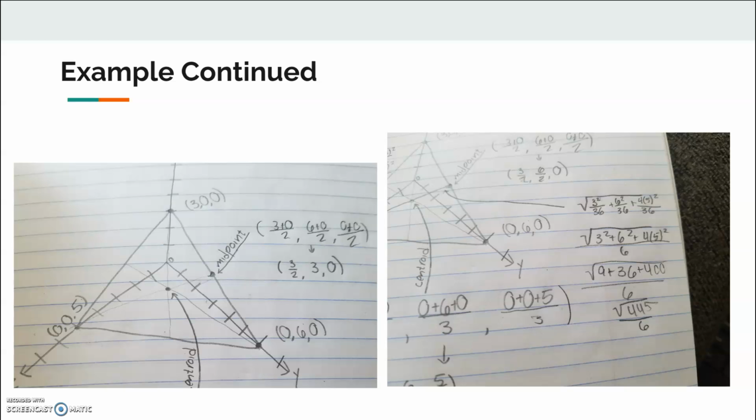you can take out the 36 because it is a square number, so you can make the equation the square root of 3 squared plus 6 squared plus 4 times 5 squared, over 6. Then you can simplify the equation further to the square root of 9 plus 36 plus 400 over 6. Then to simplify that, you get the square root of 445 over 6. And 445 does not have any square factors you can simplify it with. So that is the final answer.